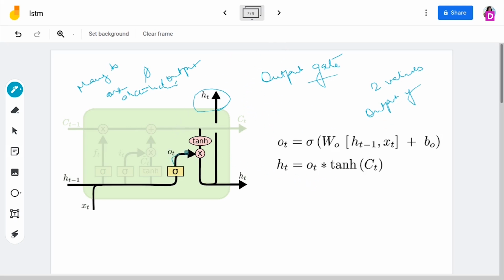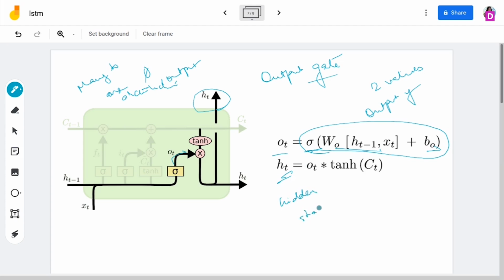And then finally you have the output. In the output, this is again a sigmoid function. You first multiply with the weights, add the bias, pass it through the sigmoid, you get the activation, and then you have ht. So ht is basically your hidden state.